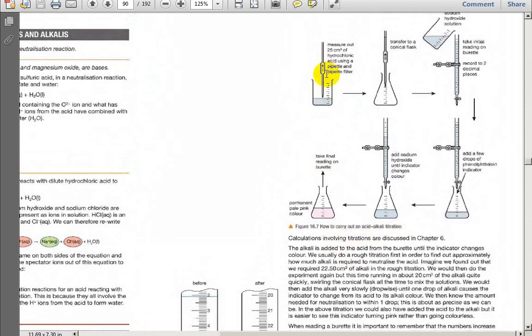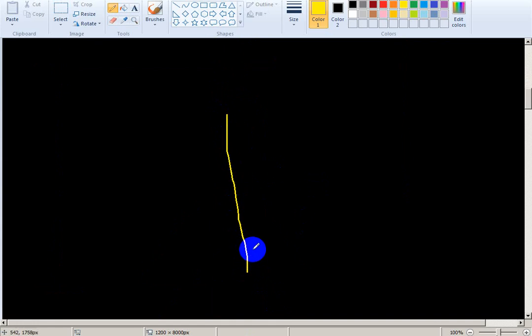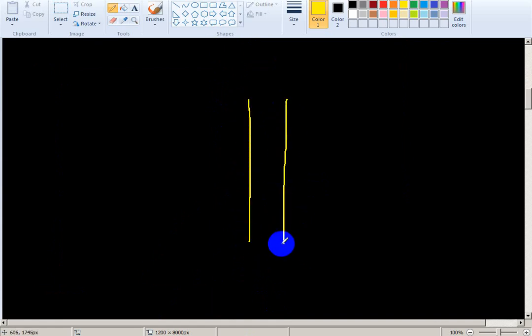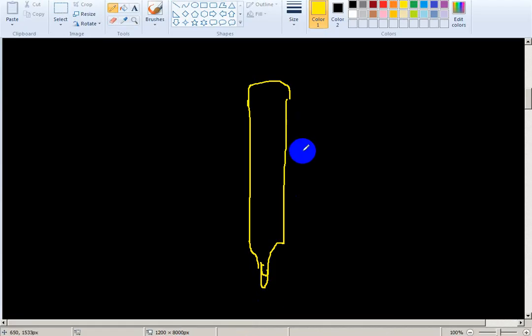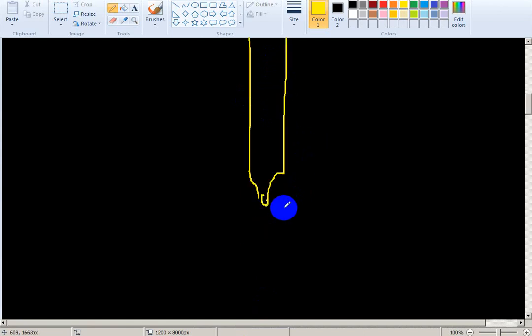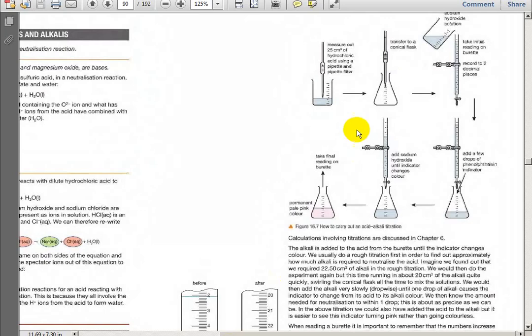Here, this is the pipette. This is a beaker. Measure out 25 cubic centimeters of hydrochloric acid using the pipette. This is a pipette. It is not drawn properly. This pipette measures 25 cubic centimeters of hydrochloric acid. Then it is transferred into the conical flask.